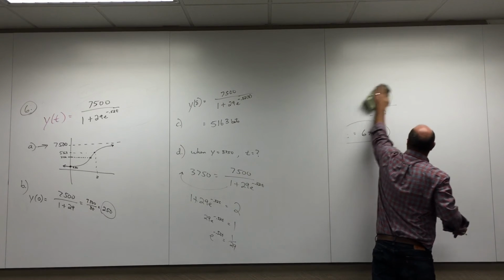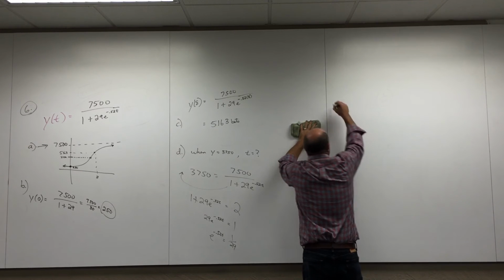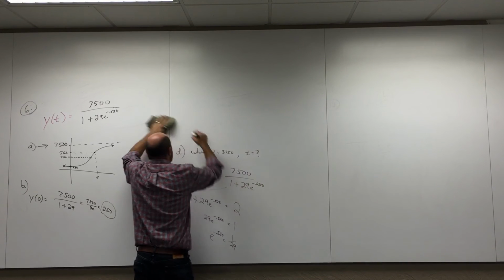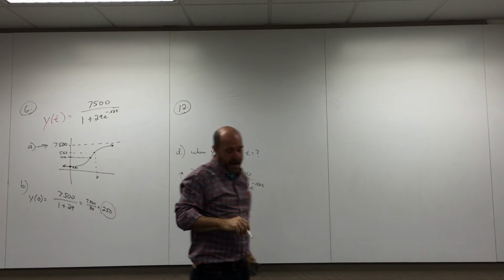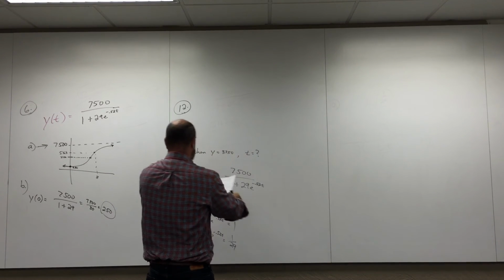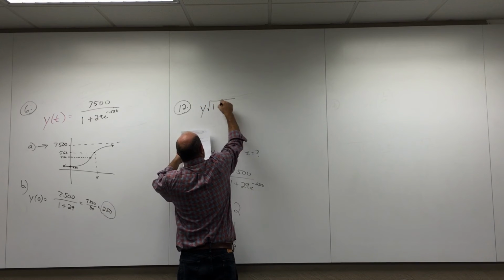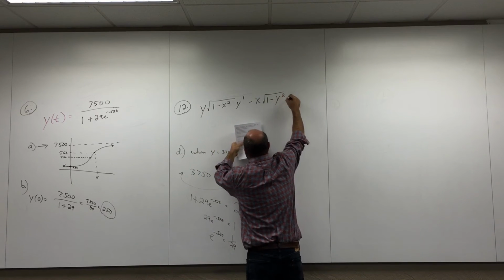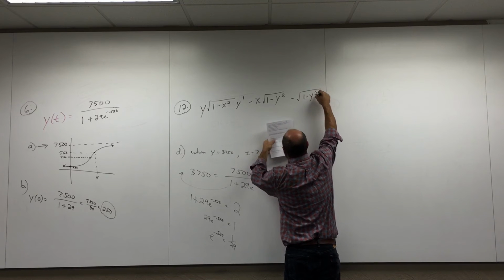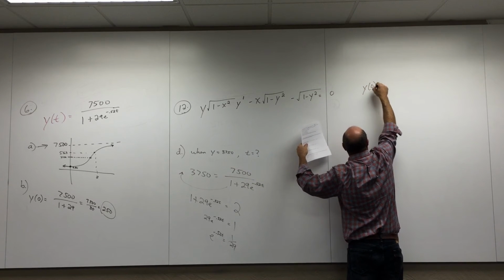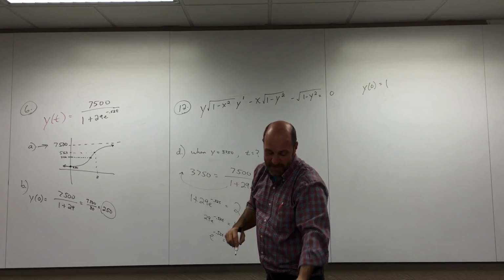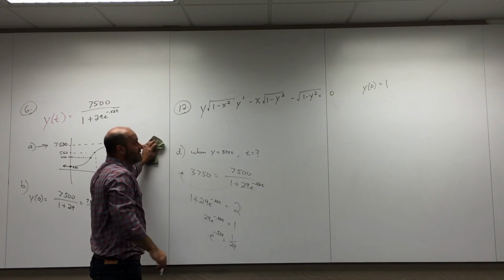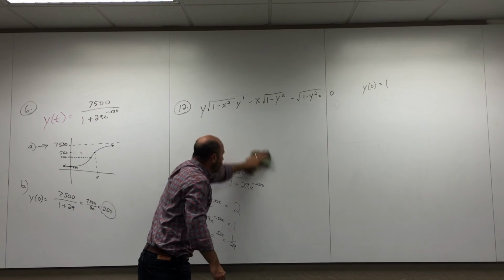All right, so because it's a take-home quiz and I want you to think, here's how I'm going to help you with number 12: by shutting up, and you have to tell me what to do. So let's see what this is. This is y square root of 1 minus x squared, y prime, minus x square root of 1 minus y squared, minus square root of 1 minus y squared equals 0. There's an initial condition on here. It does say you can leave the answer implicit. All right, so I'll shut up. You tell me what I should do.